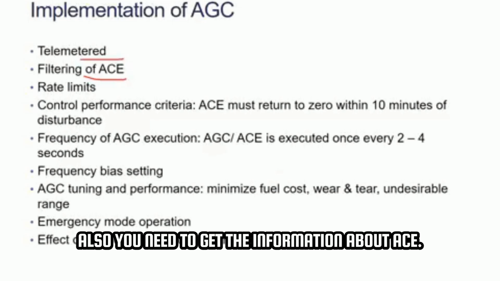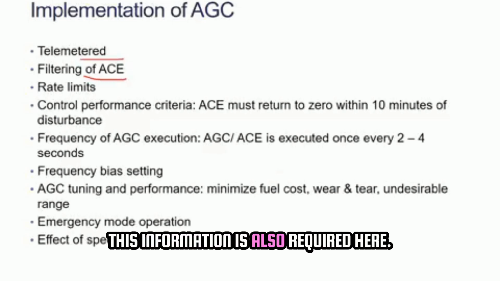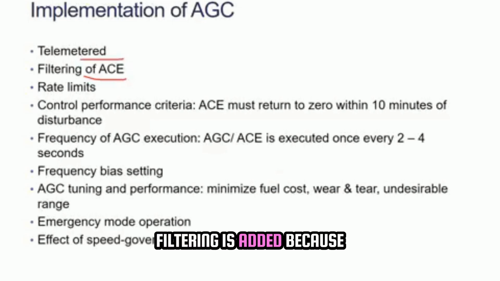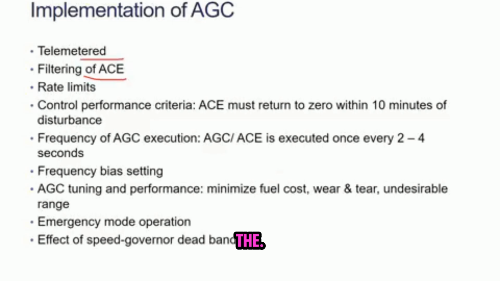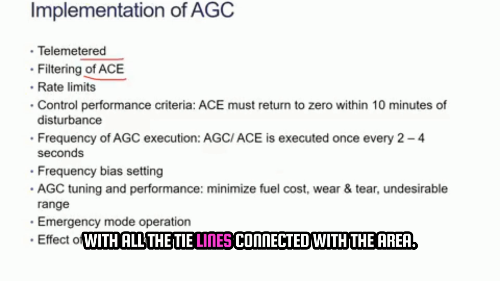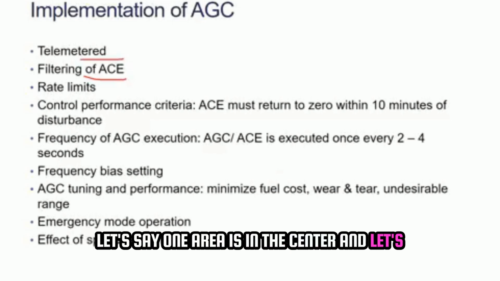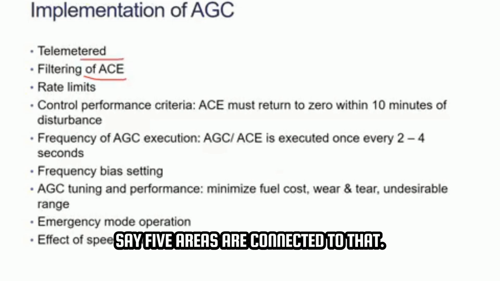Also, you need to get the information about ACE. ACE is area control error. This information is also required. Here filtering is added because there can be some noise, because area control error is the net change with all the tie lines connected with the area. So there can be, let's say, one area in the center and let's say 5 areas connected to that.